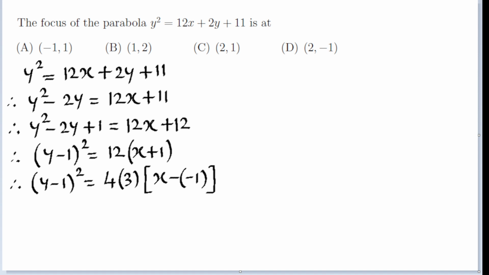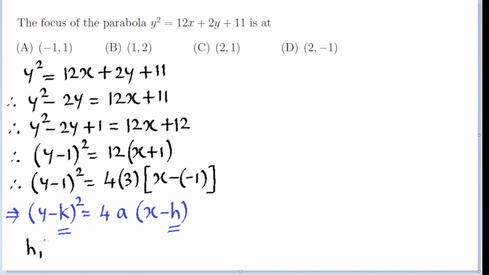Now why have we written it like this? Because the equation now resembles the form y minus k the whole square is equal to 4 into a into bracket x minus h. That h and k indicate that the original parabola in the standard configuration has been shifted in such a way that its vertex is now at the point h comma k. So here it is minus 1 comma 1.